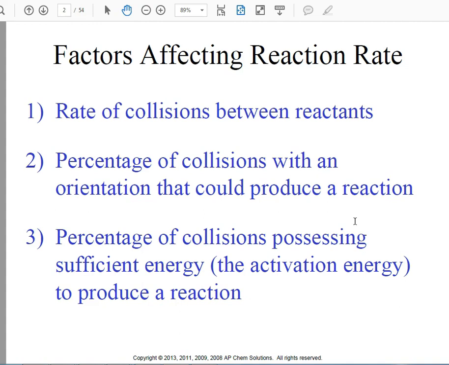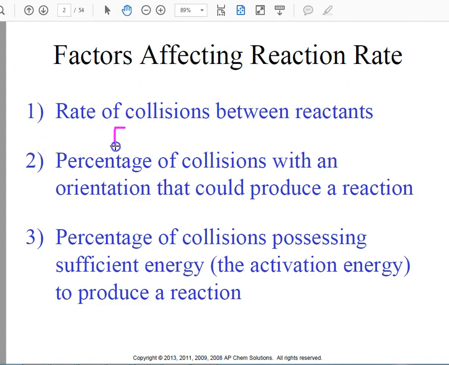So the first thing that affects the rate of a reaction is the rate of the collision between the reactants. So if the reactants collide a lot more often, then they're more likely to react than if they don't collide as much. Because in order for a reaction to occur, the 2 things or 3 things or 4 things, however many are involved in the reaction, must collide at some point. So how can we influence the rate at which they collide?